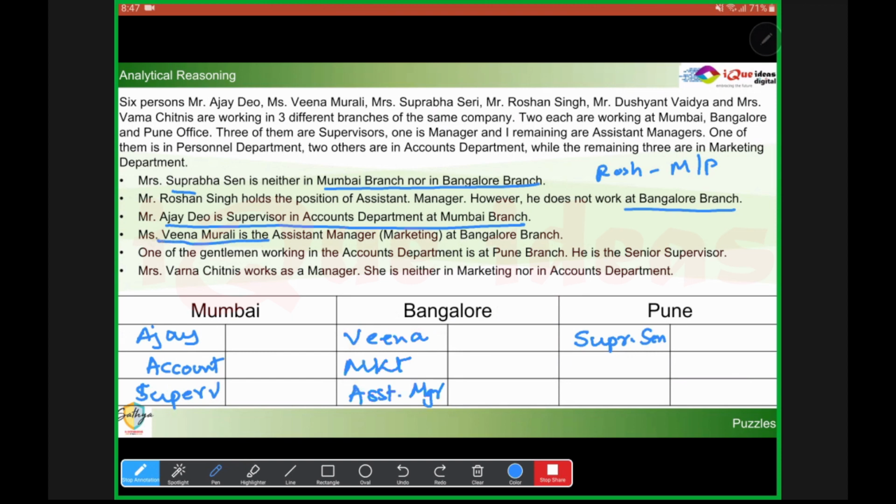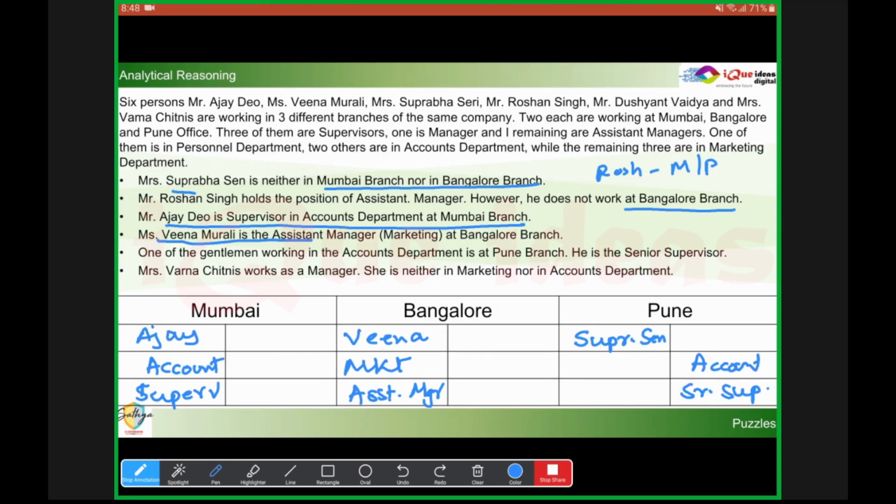Next, one of the gentlemen working in the accounts department is at the Pune branch and he is the senior supervisor. So I know one of the gentlemen in the Pune branch is in the accounts department. And I know the one person of Pune is already Suprabha Sen, who's a Mrs., female. So the other person in the Pune branch is the accounts department man and he is the senior supervisor. Okay, that much has fit. So senior supervisor is also a supervisor role.